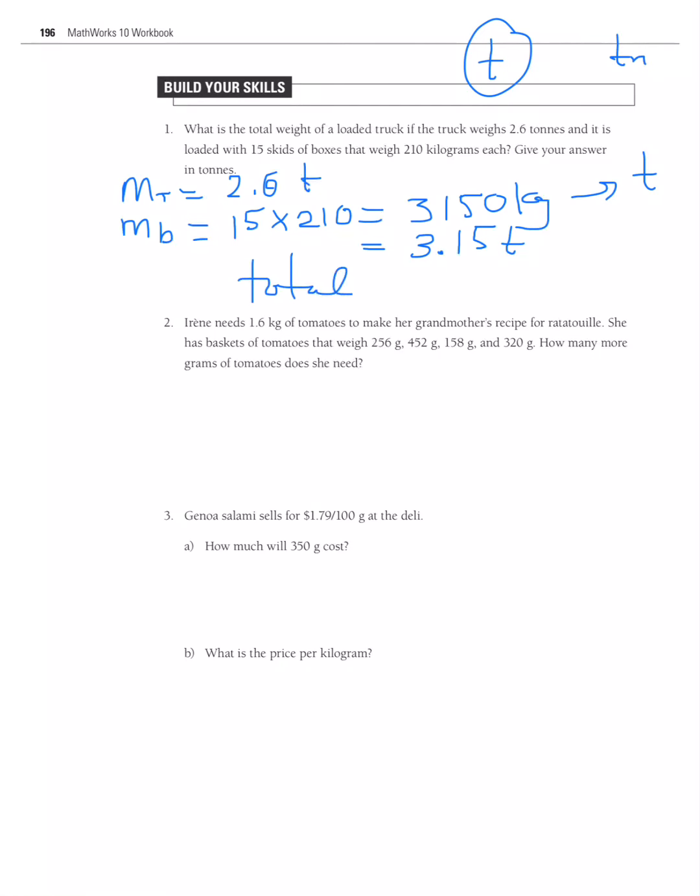So what's our total? We're going to add them up. So I take my mass of the truck, mass of the boxes, we're going to add those two numbers together, and I get a total of 5.75 tons.